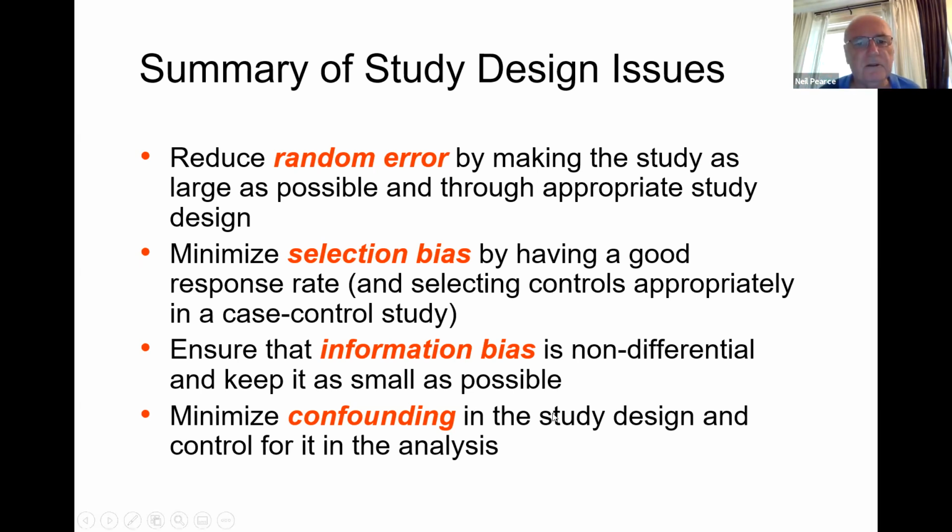But just to summarize, when we design a study, we really want to do 4 things. We want to reduce random error by making the study as large as possible and through appropriate study design. We want to minimize selection bias by having a good response rate and by selecting controls appropriately in a case control study. And we want to ensure that information bias is non-differential and keep it as small as possible. And we want to minimize confounding in the study design and control for it in the analysis. And we only need to do these 4 things perfectly, and we have a perfect study.